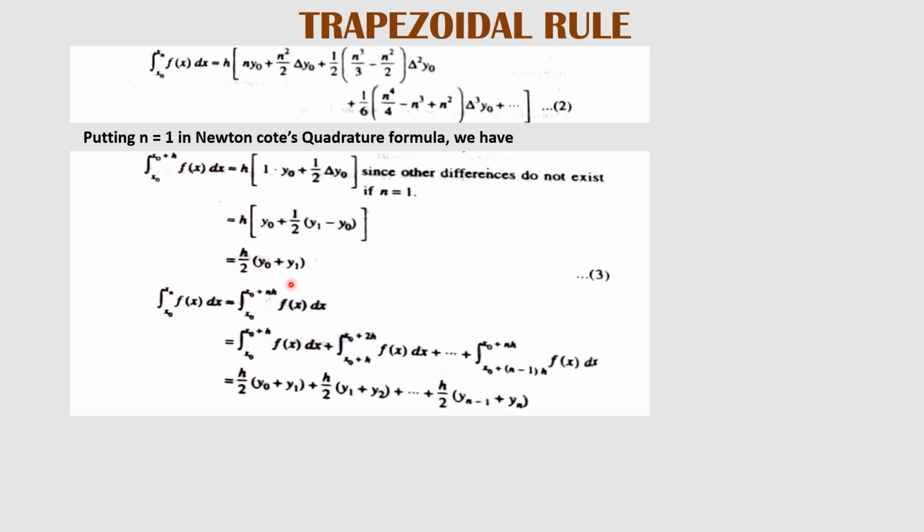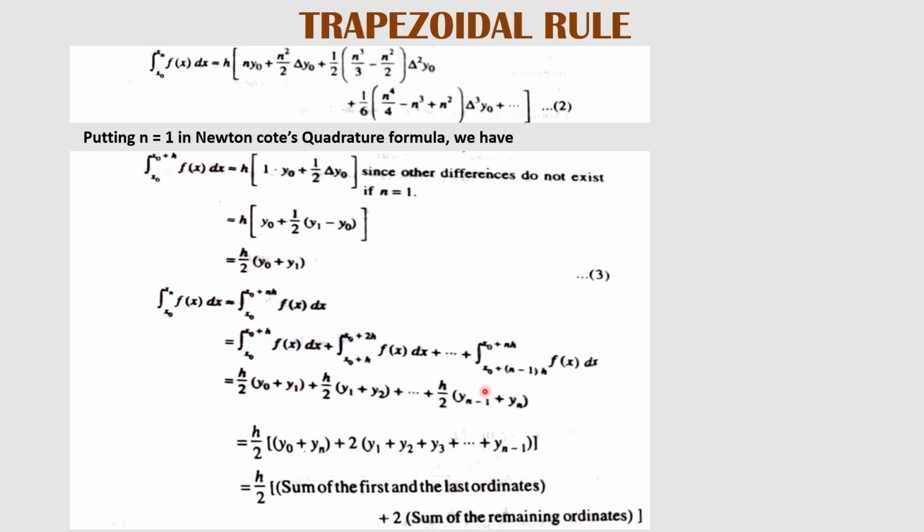So now, since we got the expression number 3, that can be applied to the other integrals also by applying the same procedure. So for the first integral, the answer will be h by 2 into y naught plus y1. For the second integral it will be h by 2 into y1 plus y2. Similarly, up to h by 2 into yn minus 1 plus yn. So when you add all these terms, you will be getting a simplified expression like this, which is h by 2 into y naught plus yn plus twice y1 plus y2 plus y3 up to yn minus 1.